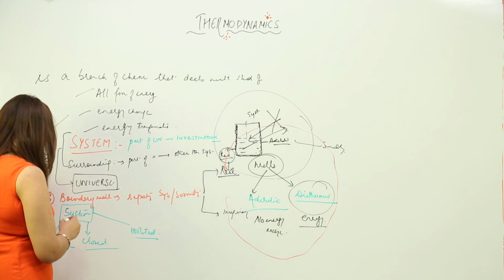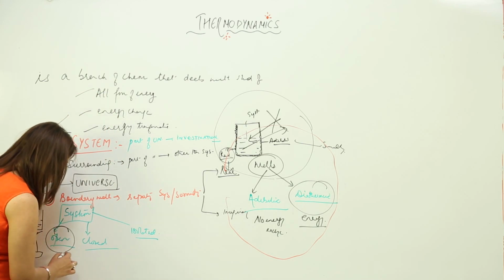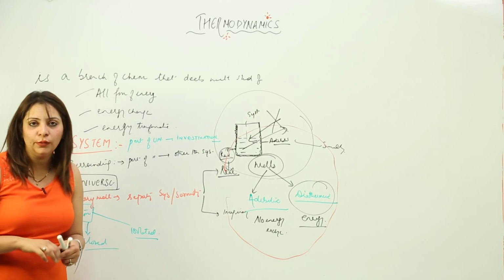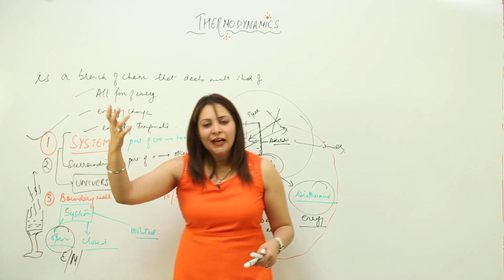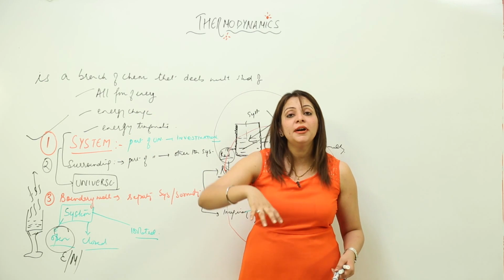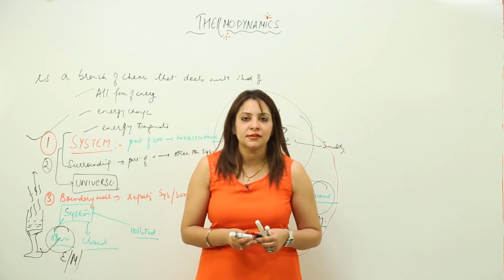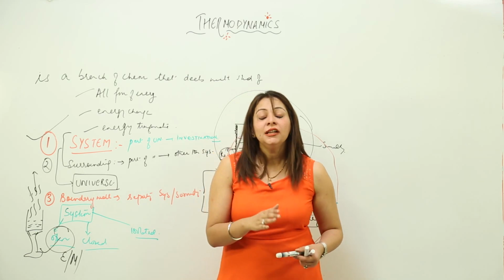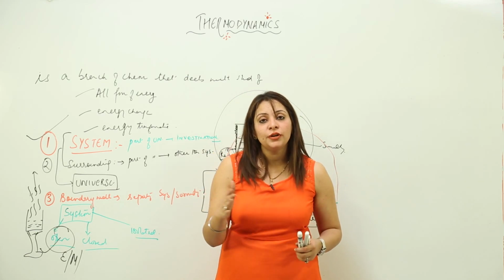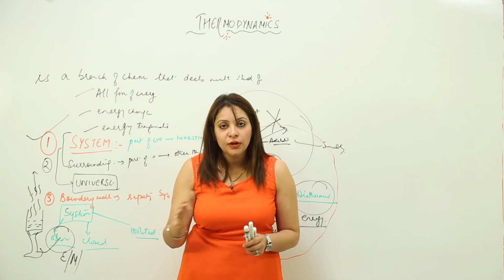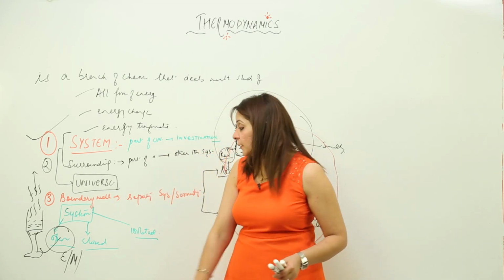So that means this kind of system is exchanging energy as well as matter with the surrounding, because energy is going out and even the matter, that is the vapors, are also going out. So we call this kind of system an open system. Once again, we divide systems into three categories on the basis of whether they exchange heat or matter with the surroundings or not. So our first system is the open one.